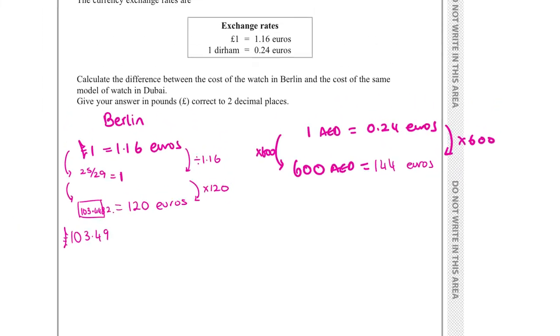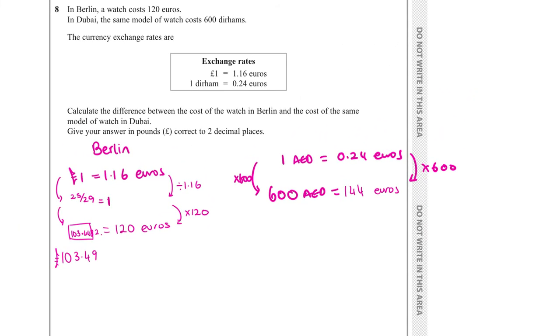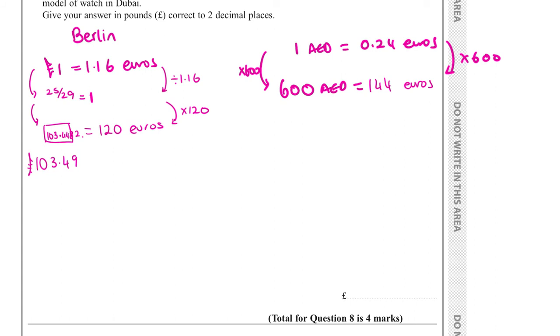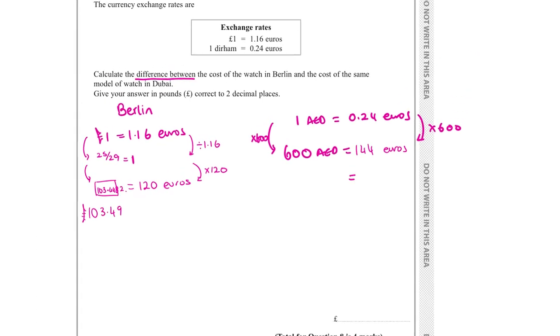Now, we already know that 144 euros is more expensive, okay? However, it wants us to still calculate. It wants the difference between them. So now we're going to do the same with the euros. If I need to find out pounds, I'm going to go through this process again, where I know that I'm going to have to divide by 1.16. Or I could do it the other way around.